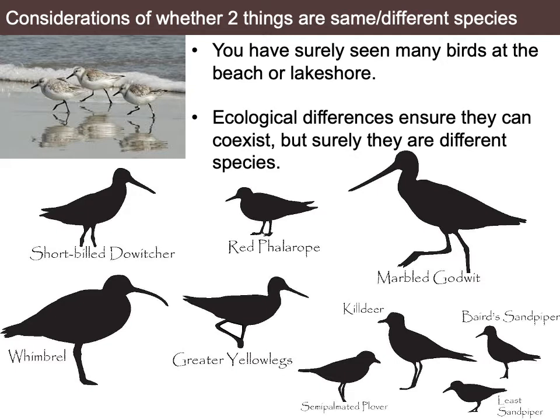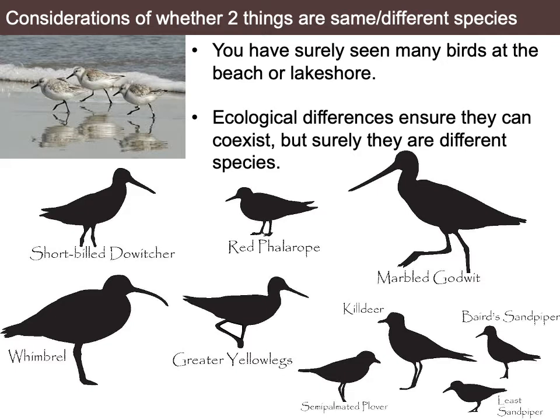They are all very different beaks. Okay? Some of them, like the godwit and the whimbrel, have very long beaks. Others, like the phalarope, the killdeer, and the sandpiper, have much shorter beaks. Okay? So if you think about these different species living in the same place, what makes them different species?